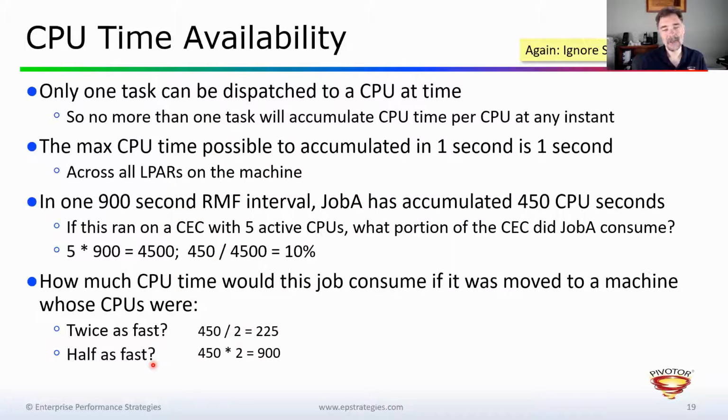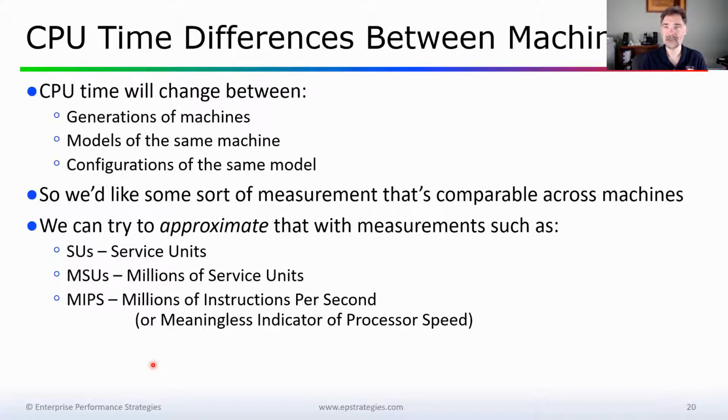Because we sell machines, unfortunately, by their overall capacity, and going to slower CPs is often beneficial for overall efficiency through the system, because you spend less time waiting on CPs, for example, and you get more out of that lovely L1 and L2 cache. So CPU times will change between machines, right? We just talked about what if you move to faster and slower ones, right? But CPU time can also change just based on the generations of machines, the models of the same machines, and even configurations of the same model.